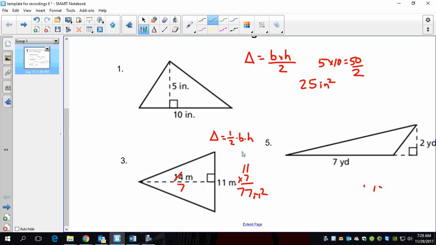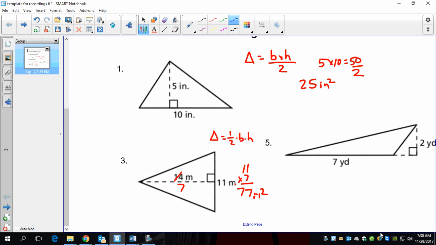Either formula works. The students will just have to decide which one they want to go with. Some students will do base times height divided by 2, and then some students, once they kind of figure out the 1/2 base times height, they'll be doing 1/2 base times height. Let's try it again for this last one.